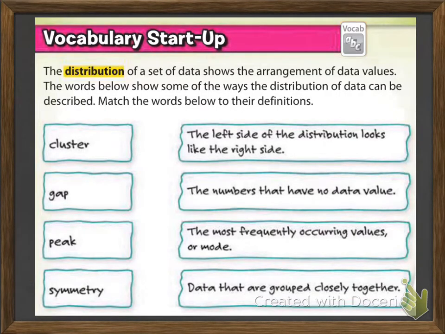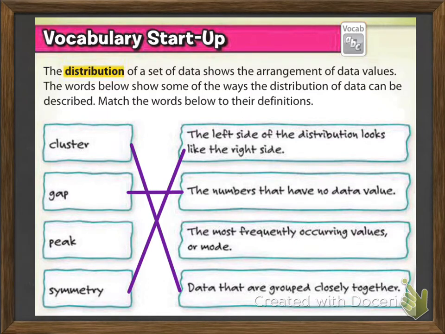So we're going to go ahead and start with the vocabulary startup. This is in the middle of the first page. What we're going to do is draw lines that pair up the words with their definitions. The first one is a cluster, which is data that is grouped closely together. A gap would be numbers that have no data value.